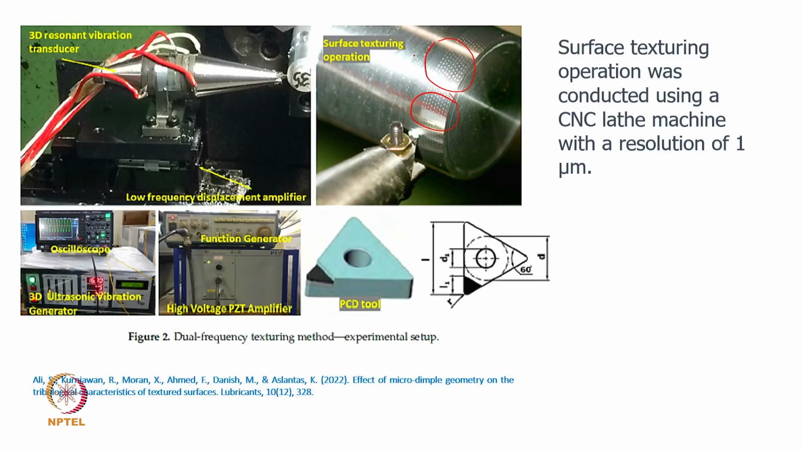So, this is what we call the surface texturing operation which they are able to show, and then they apply vibration, a high frequency vibration and low frequency vibration, so that this kind of texture can be generated on the surface. The surface texturing operation was conducted using a CNC lathe machine, because we really require many axis operations simultaneously. That is why they use a CNC machine.